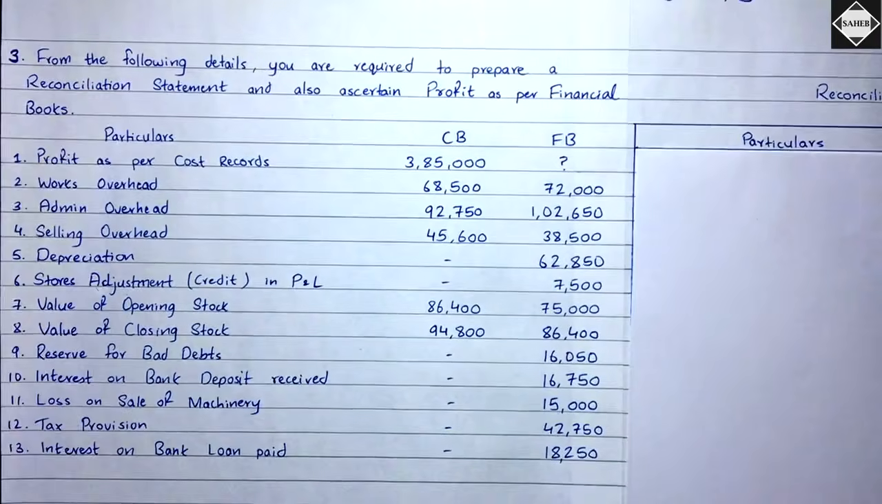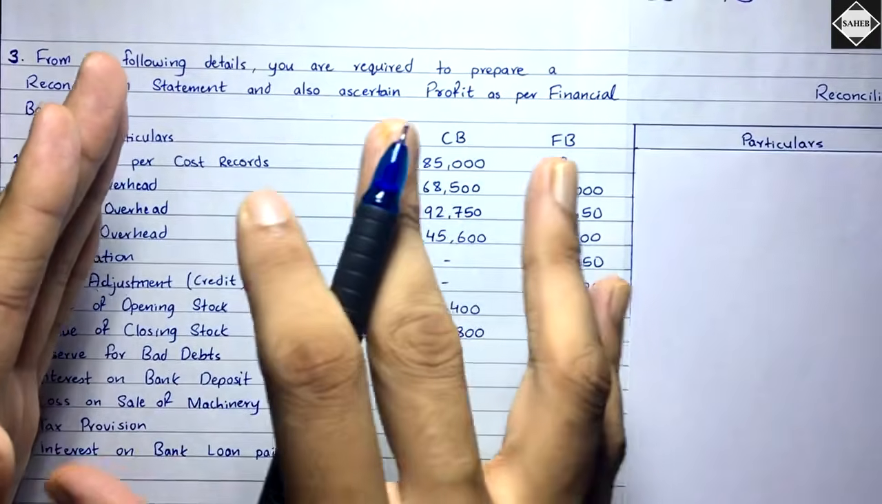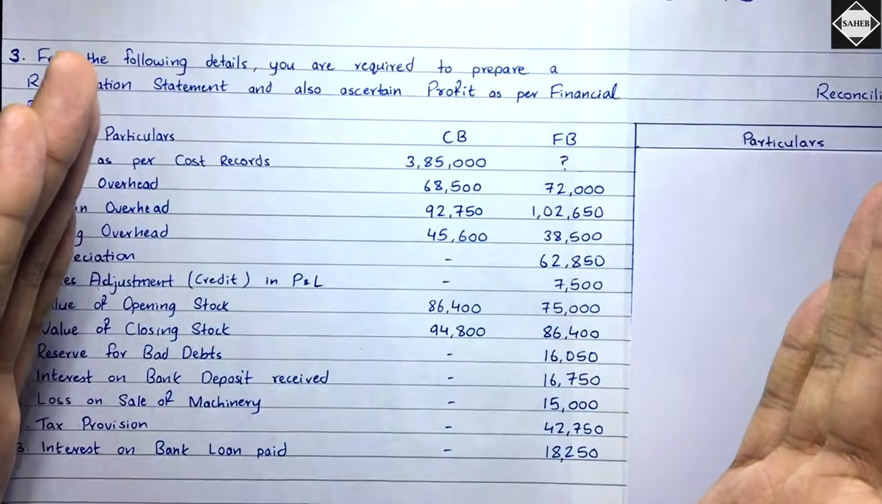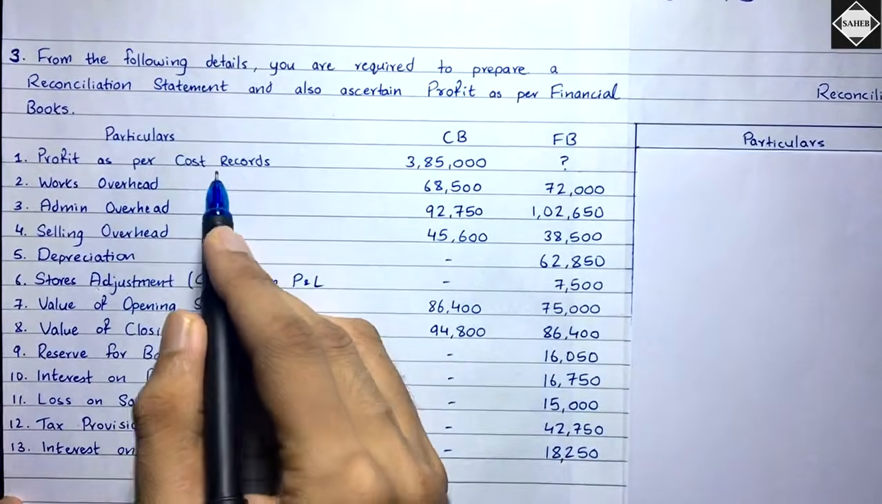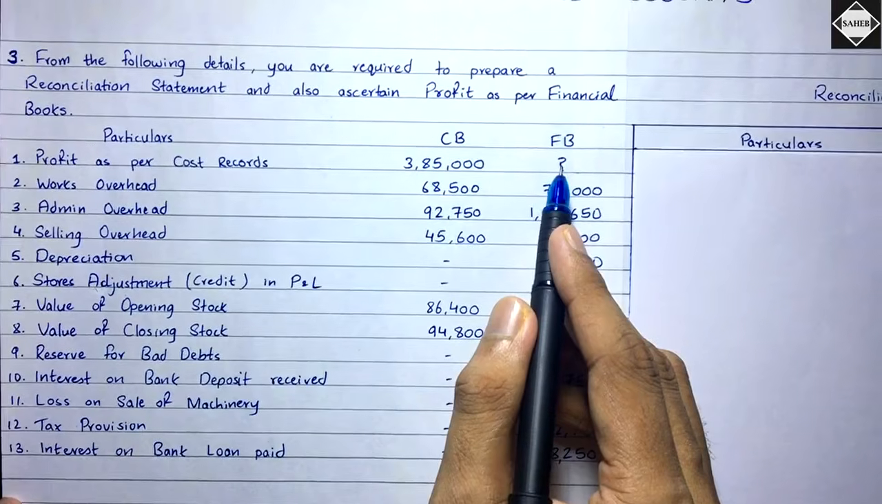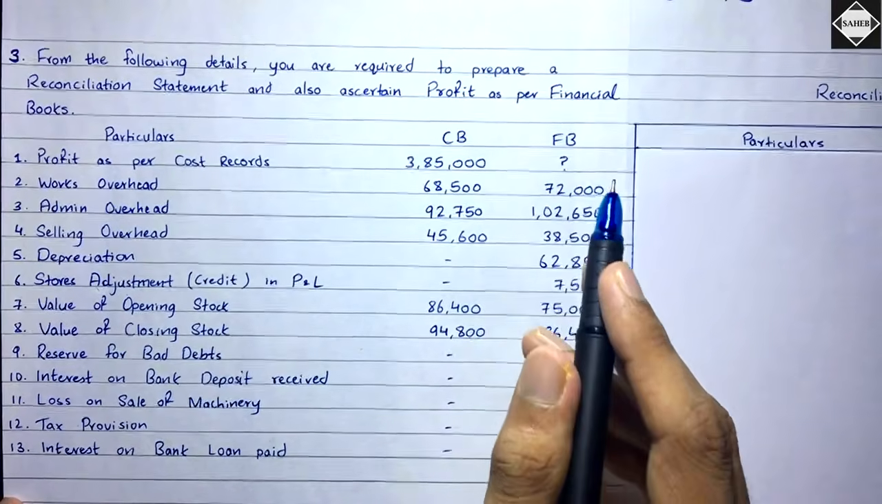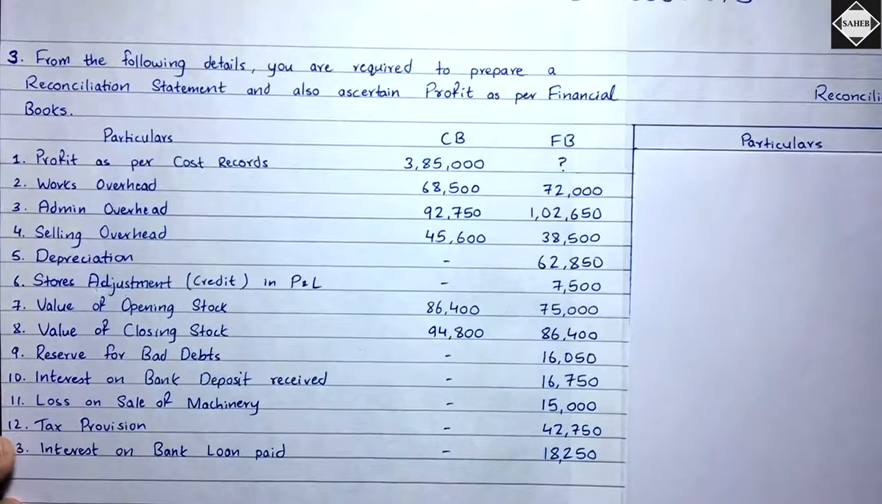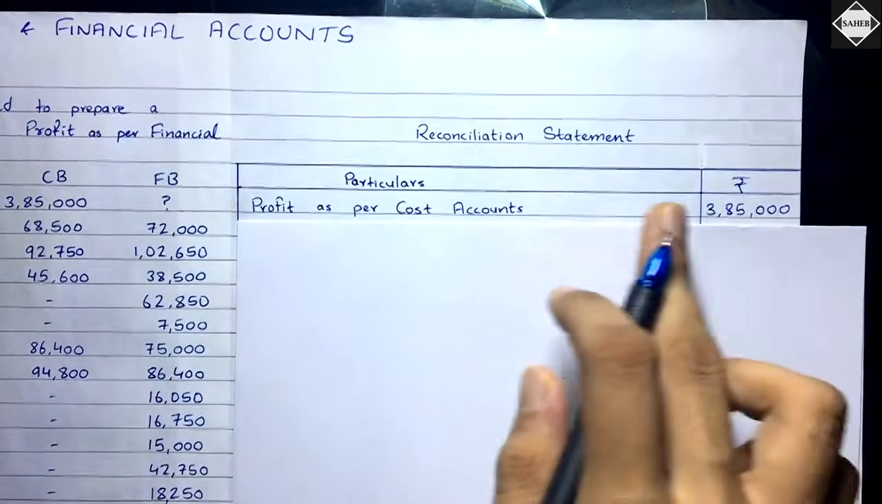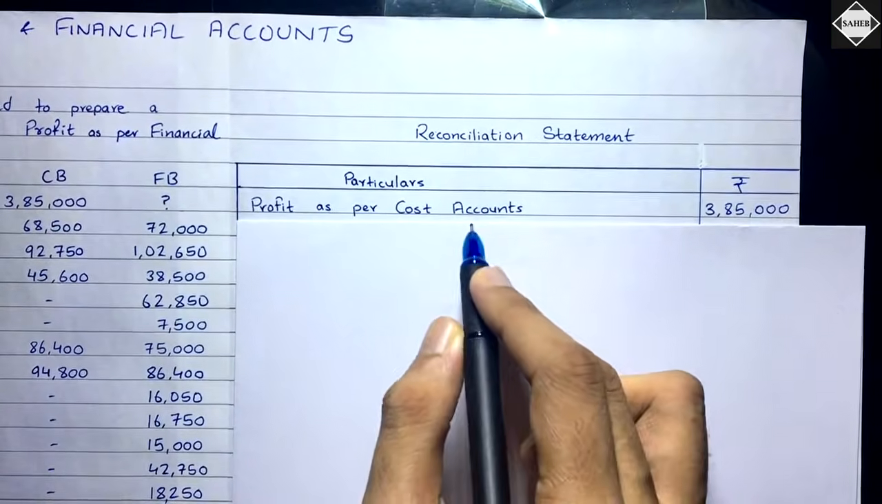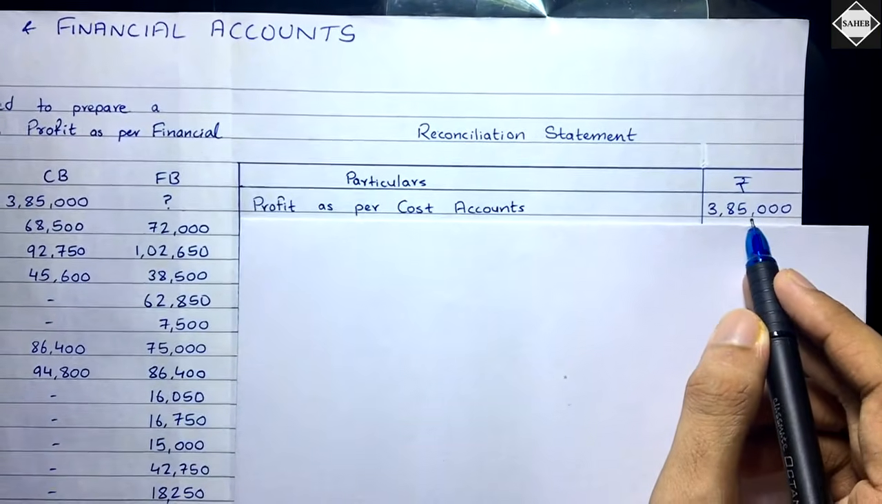We can start with the costing profit, do some adjustments, and we will reach the financial profit. See here, costing profit is given, profit as per cost records, but the financial profit is not given. We have to calculate that. Right, so let's start. First we will take the costing profit. See here, reconciliation statement, particulars and amount, profit as per cost accounts, 3,85,000 as given in the question.